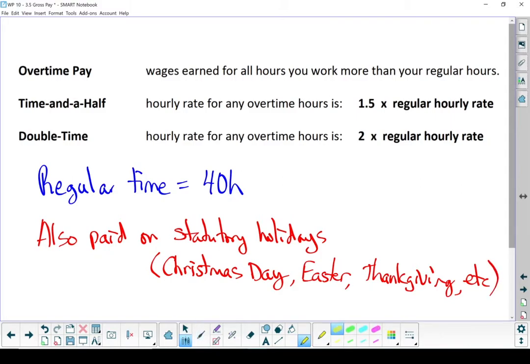The other piece to look at, the amount that you're paid on overtime varies from job to job. Some jobs give you time and a half, so that's your regular wage times 1.5. Other jobs pay double time, which is 2 times the regular hourly rate. Sometimes a job will pay time and a half for overtime during the week, but double time for overtime on statutory holidays. It all depends on your job.